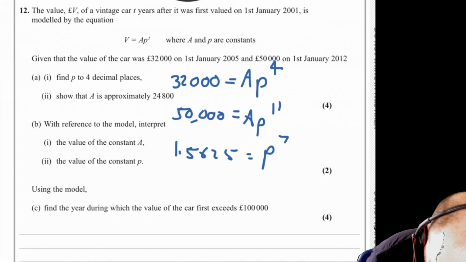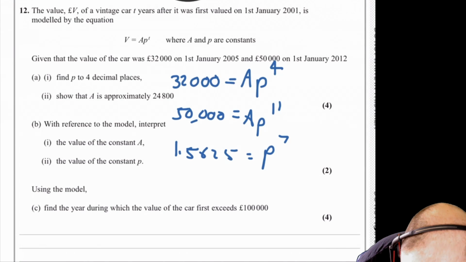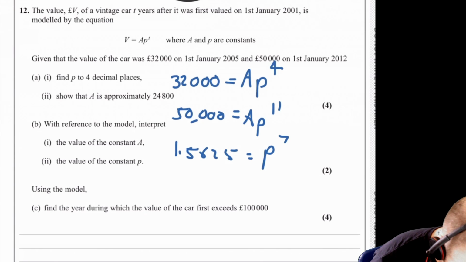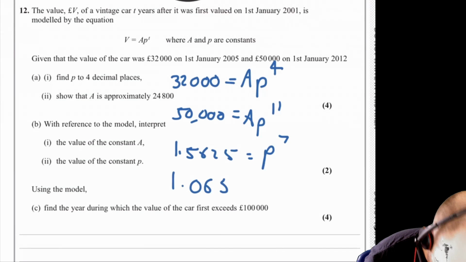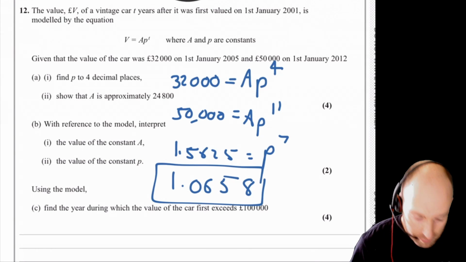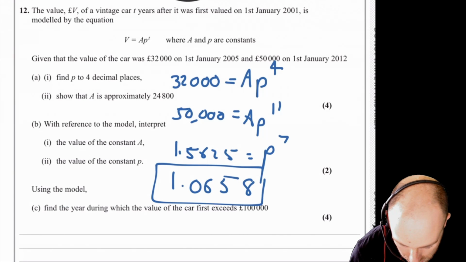Then we're going to do the power 1.5625. Just checking this is all right. Yeah, looks fine to me. So we got P to the 7. If we do that to the power 1/7, we get 1.065. What was it wanted to? 4 decimal places. 1.0658. There you go. So that is P. So the A is approximately 24,800.